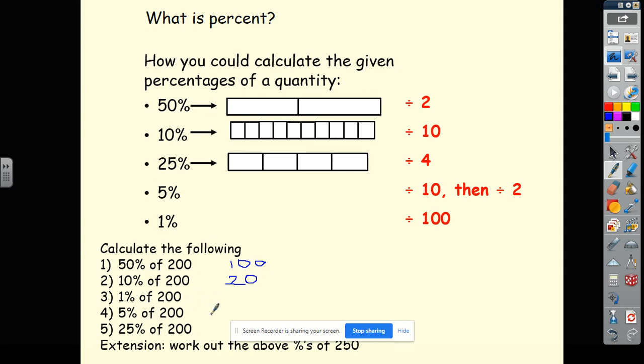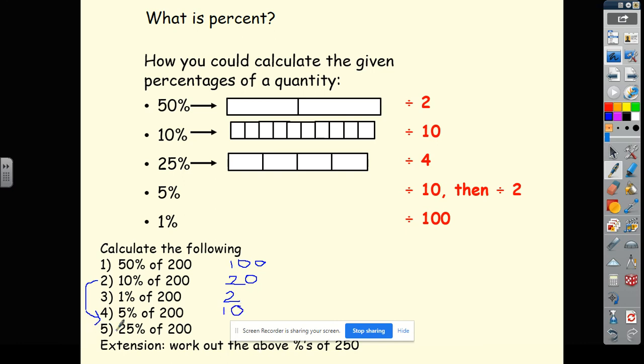Now, what about 1%? What did we need to divide by to find 1%? We know that 100 is made up of 100 ones. So we would need to divide it by 100. So if we're dividing this by 100, we would get 2. Okay, now here's that 5% one. Now remember what we said about using our 10% figure for this. If I know 10% is 20, 5% is half of that. So it would be 10.